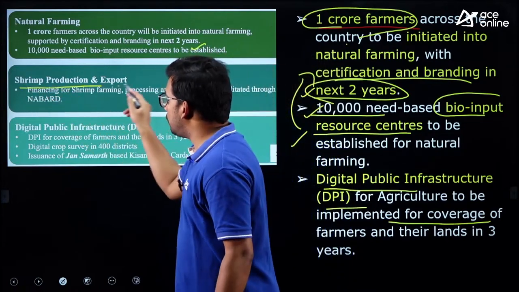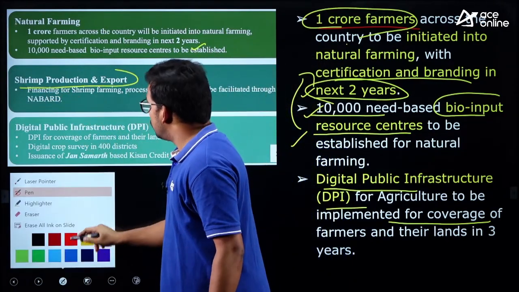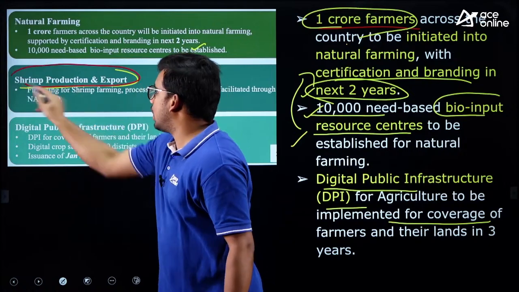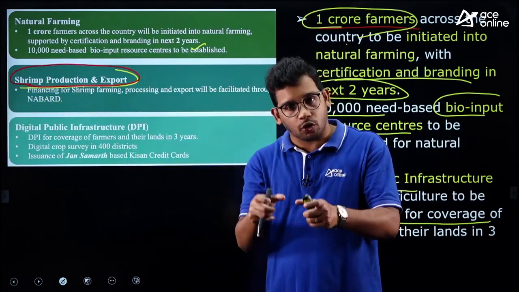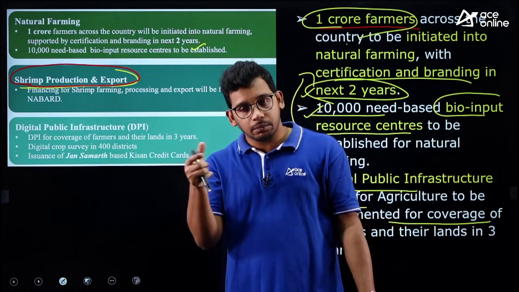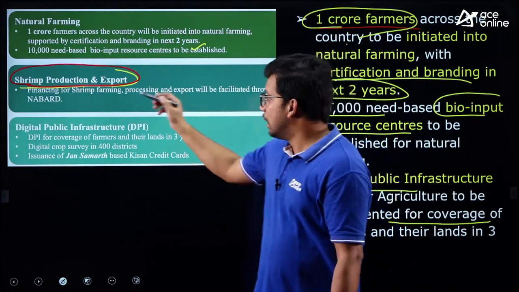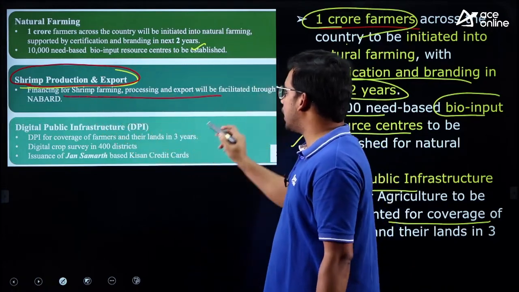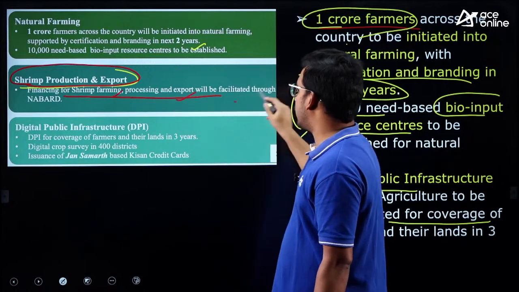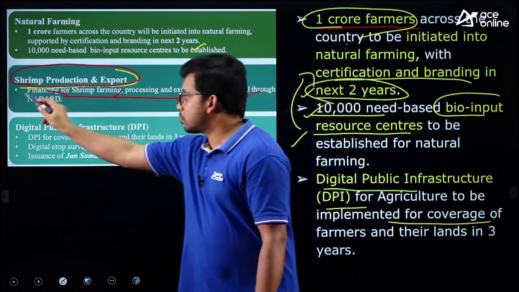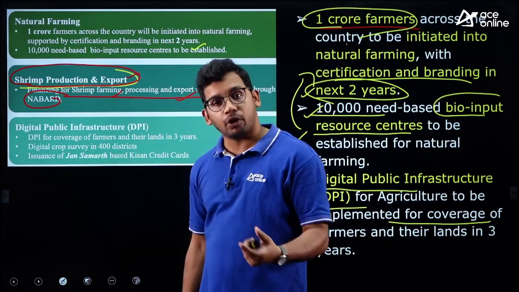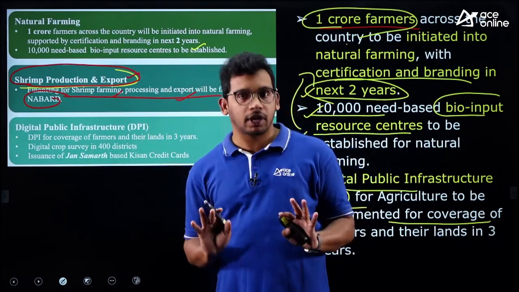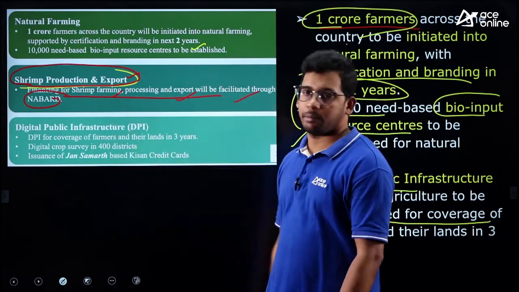The government is also aiming to promote shrimp production and export. This is the agriculture and allied sector, that means not just crops, but they are also going to develop livestock, fisheries, all these things. Under this they are going to finance shrimp farming, processing and export through NABARD. So the government is going to encourage businesses to do more in shrimp production and export, so that we will get foreign exchange and also create a lot of employment.